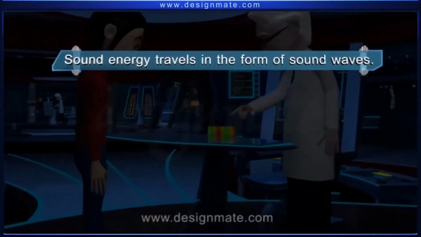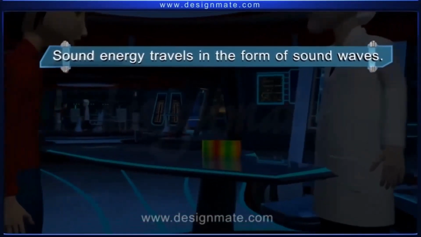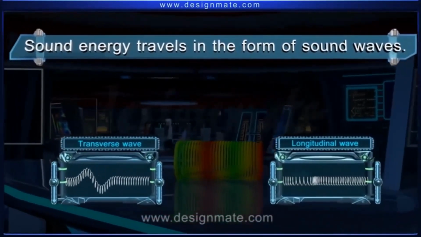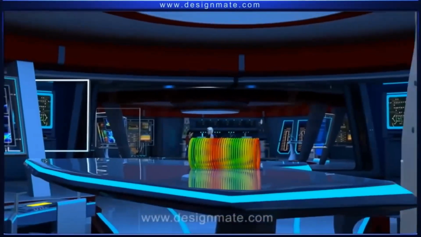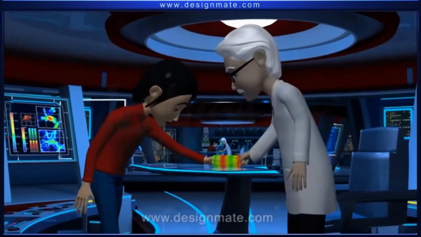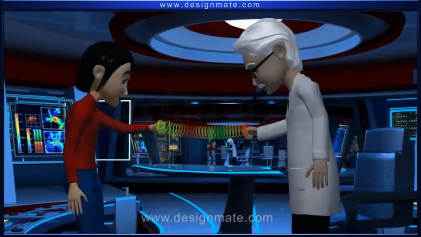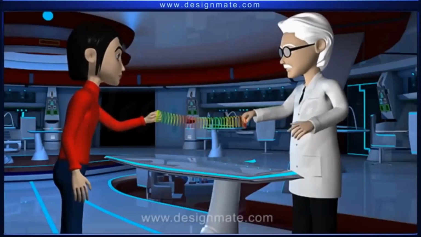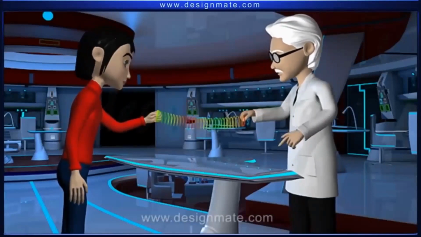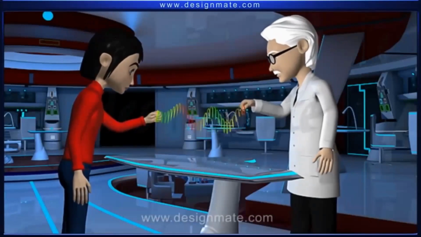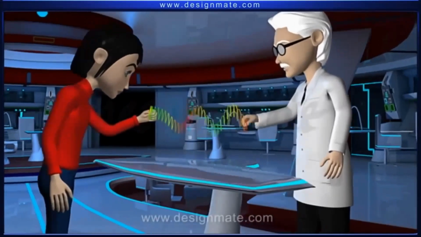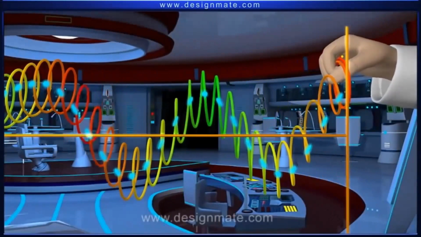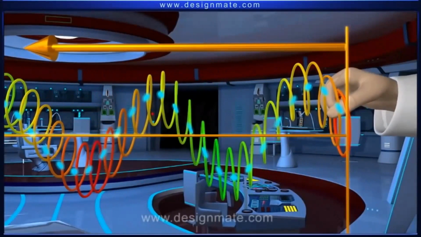Sound energy travels in the form of sound waves. There are mainly two types of waves, transverse wave and longitudinal wave. Let us see how waves travel. We can use a slinky spring to observe both types of waves. Emily is holding one side of the slinky, while Dr. Zook is holding the other end. With a quick upward flick of the wrist, Dr. Zook has sent energy traveling through the slinky. Notice how the slinky moves? This is a transverse wave. In a transverse wave, the particles vibrate at a right angle to the direction of the wave. The wave traveled from Dr. Zook to Emily and back.